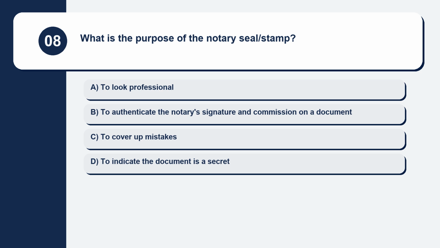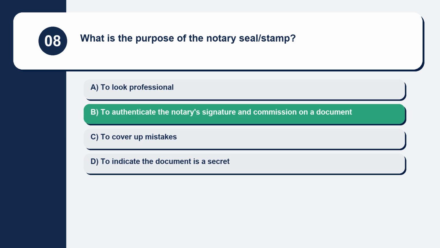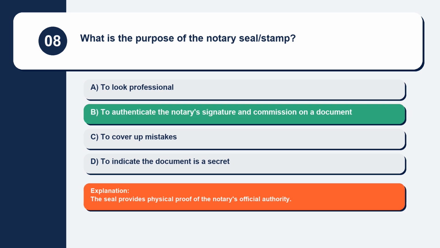Question 8. What is the purpose of the notary seal or stamp? To look professional. To authenticate the notary's signature and commission on a document. To cover up mistakes. To indicate the document is a secret. The seal provides physical proof of the notary's official authority.